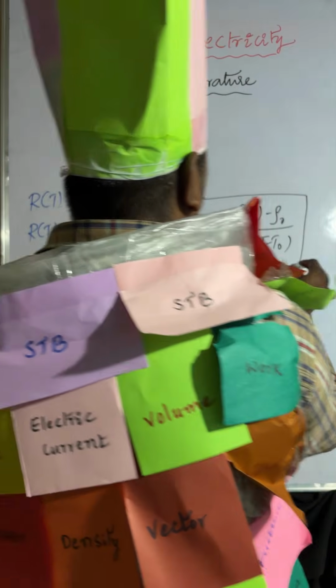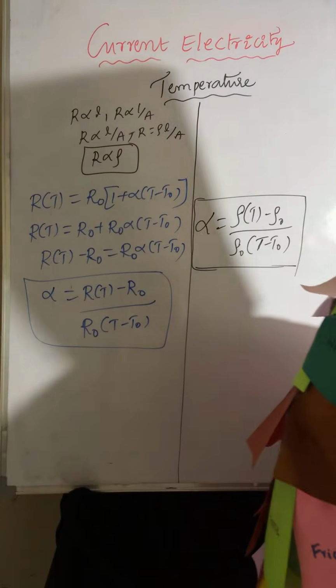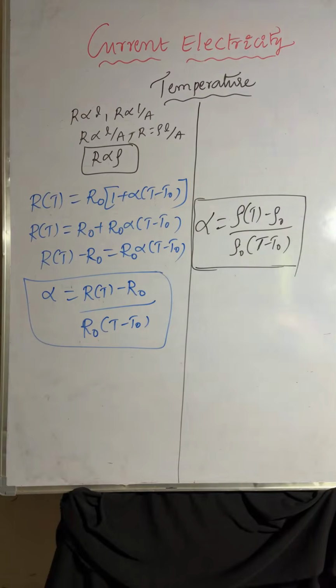So here alpha is the temperature coefficient of resistivity. Understood or not? I hope it is very clear. So these are the points related to temperature. Now we will discuss Ohm's law.